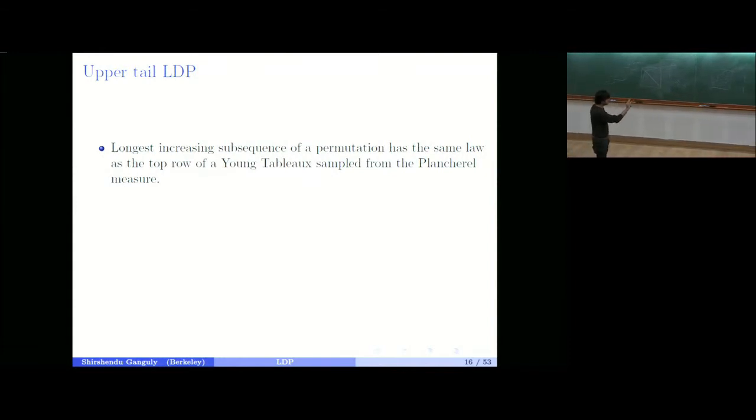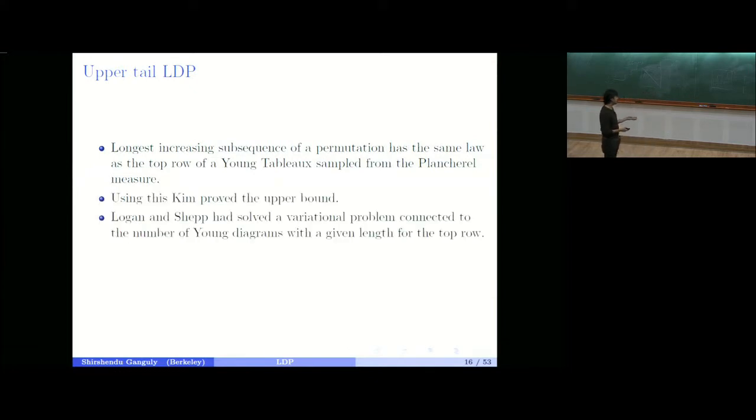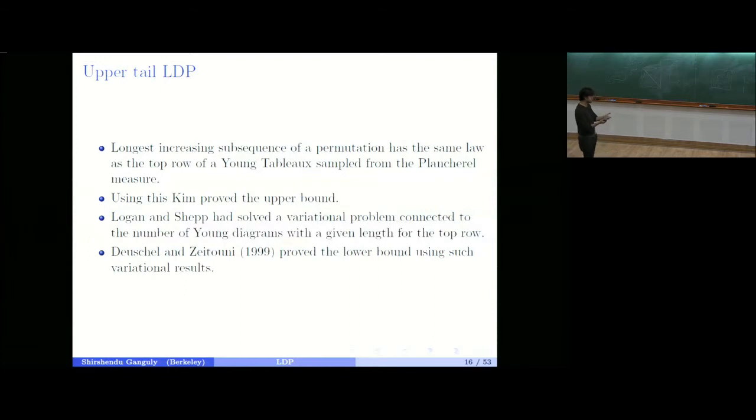So just to say exactly what the connection is. There is something called the Young diagram, which I'll shortly show, and it turns out that the longest increasing subsequence of a permutation is exactly given by the top row of a Young diagram. And if you know exactly how many such diagrams there are, you can exactly compute the large deviation probability of this event. Using this, Kim had already proved the upper bound, and there was precise analysis of how many such diagrams exist by Logan and Shepp. And what Ofer and Jean-Dominique did was use that to prove the lower bound.